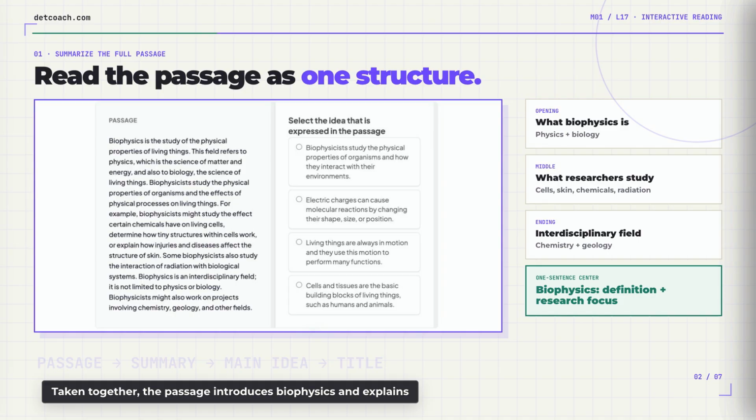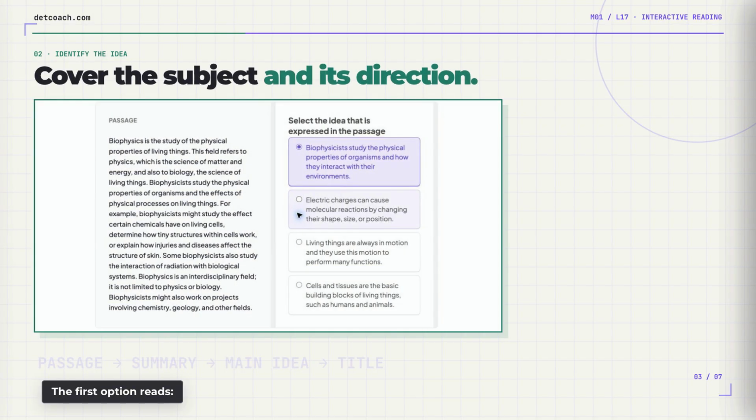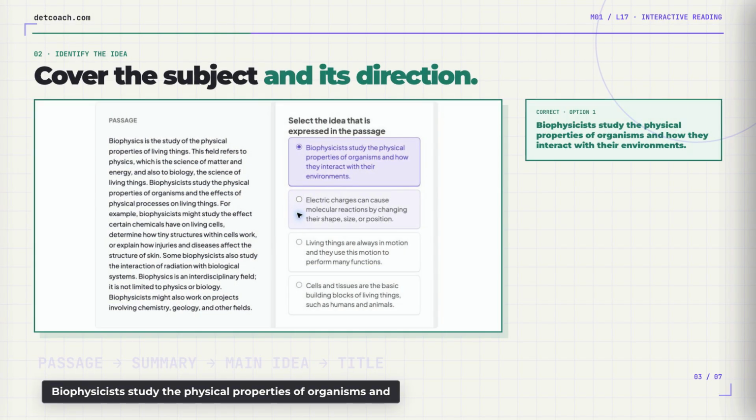Taken together, the passage introduces biophysics and explains what biophysicists study. Keep that central idea in mind as you examine the main idea options. The first option reads, "Biophysicists study the physical properties of organisms and how they interact with their environments."